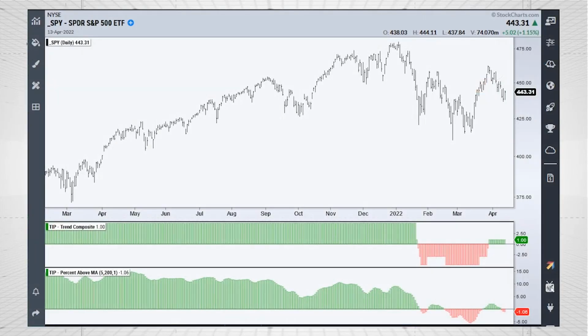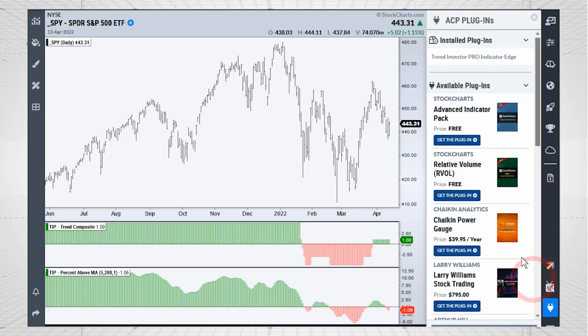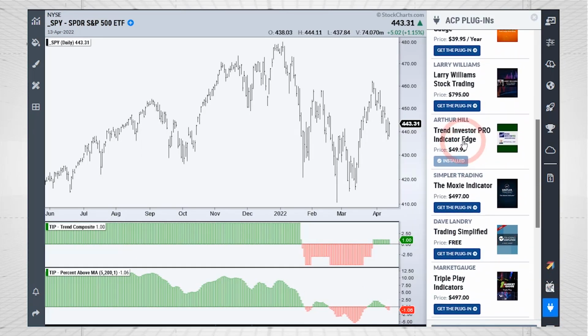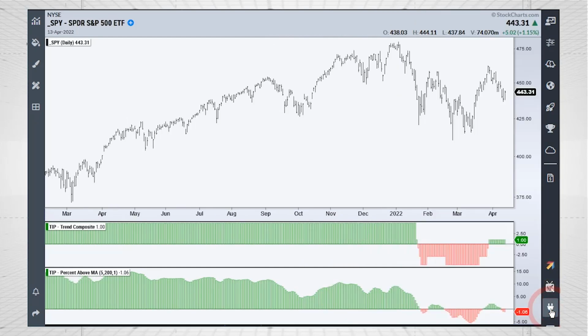So I'm going to start out on StockCharts ACP, and I've got two indicators here. I've got the trend composite, which aggregates signals in 5 trend following indicators, and you can see it's +1 for SPY, which means 3 of the indicators have bullish signals and 2 have bearish signals. The net is +1. And if you're interested in learning more about that indicator, if you go down to plugins and you open that link there, you can see there's a Trend Investor Pro Indicator Edge plugin for more information.